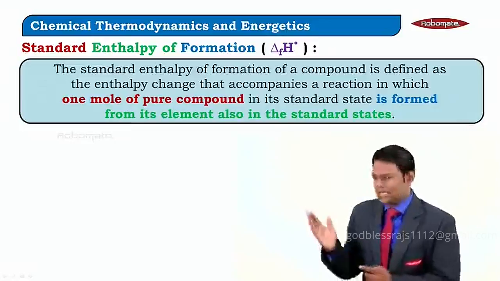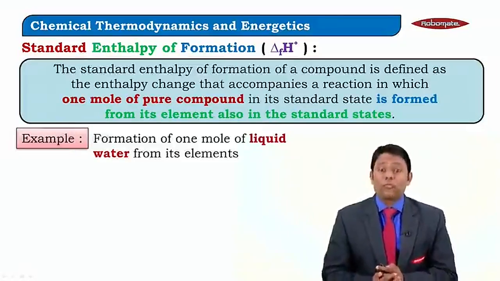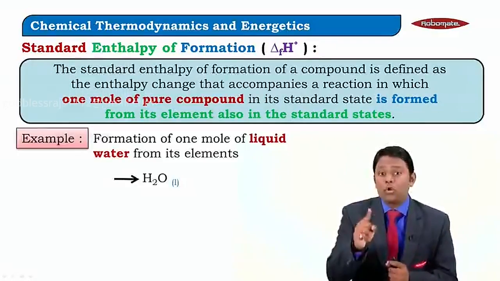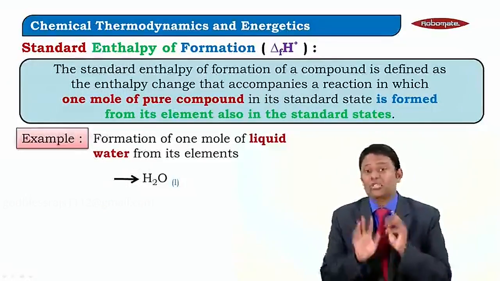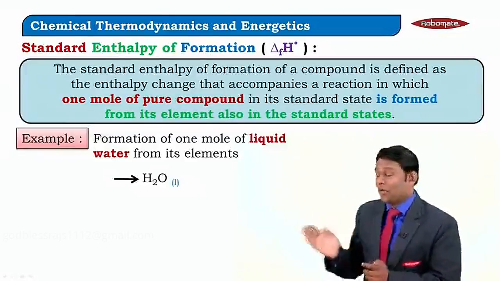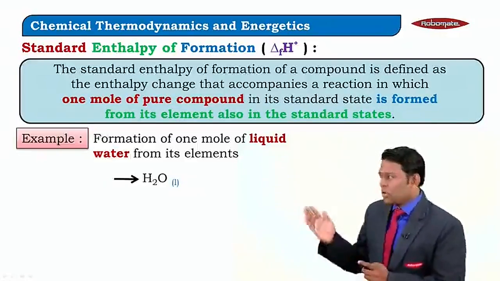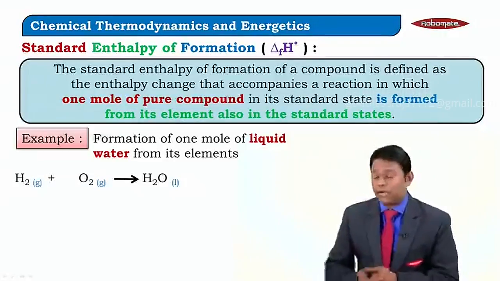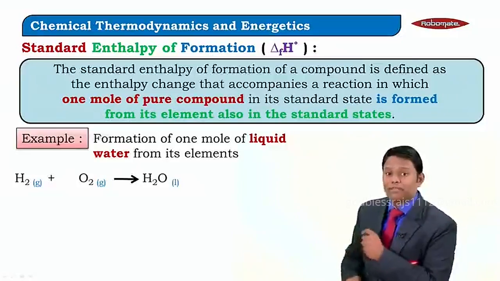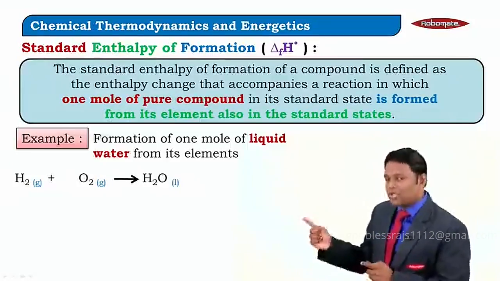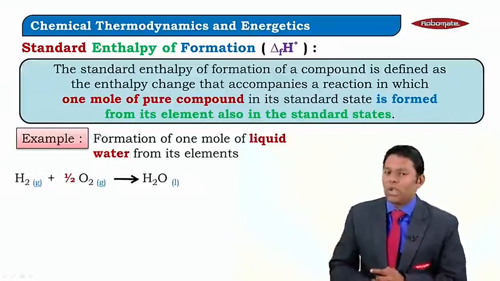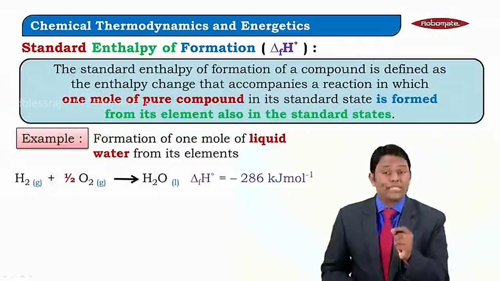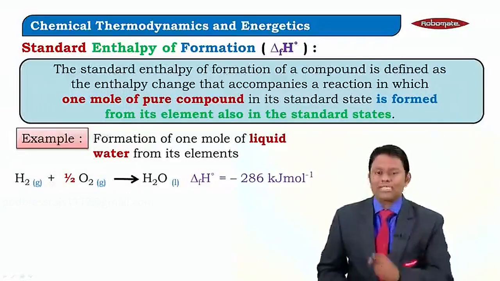Now what does it mean? Let's take an example, that is formation of 1 mole of water, having a formula H2O. If you have to form 1 mole of water, we have to form it from its elements only, and the elements are hydrogen and oxygen, which are diatomic. So H2 gas will react with O2 gas. Since it is formation of 1 mole of liquid water, we cannot change the balancing part of water. So the equation will become 1 H2 plus half O2 will give you 1 mole of H2O. Only in that case, the delta H value, that is minus 286 kilojoule per mole, is applicable.